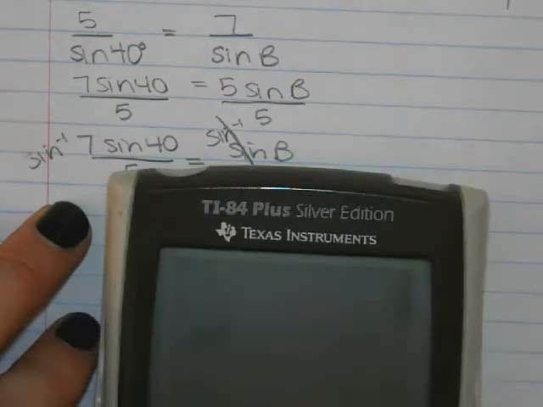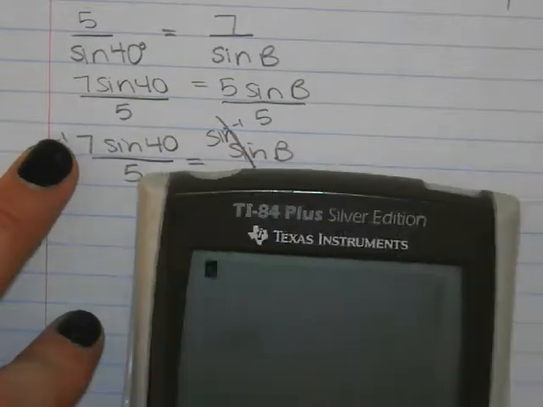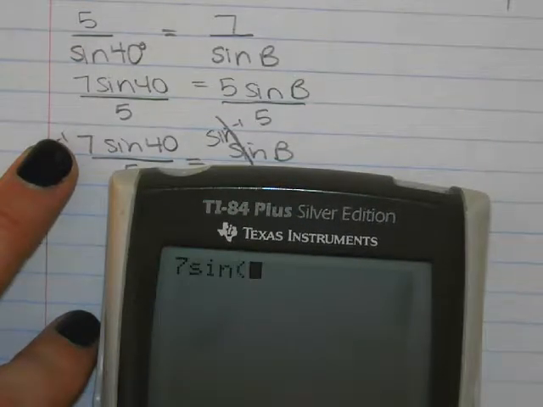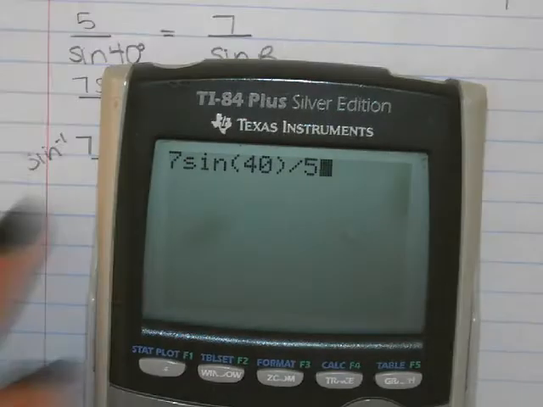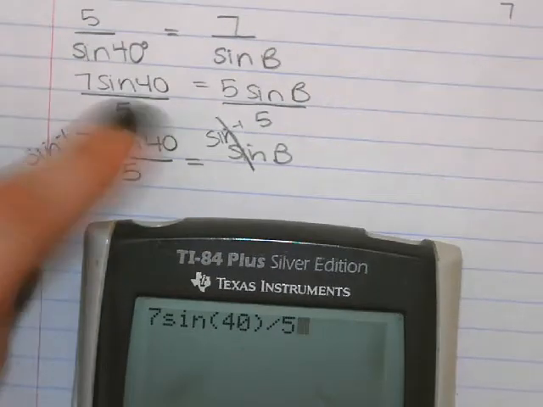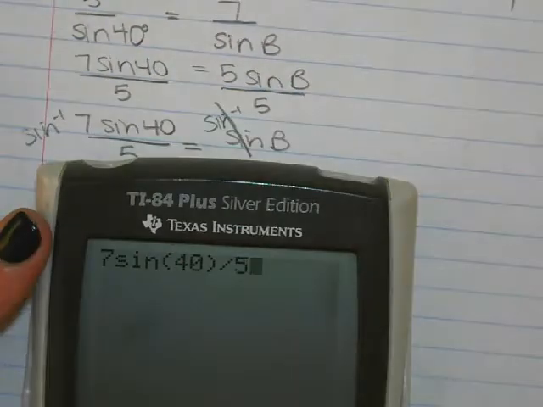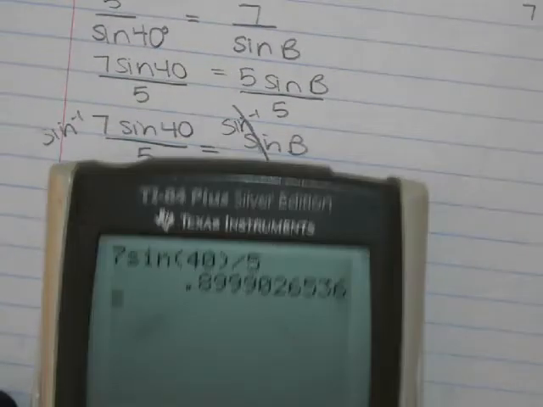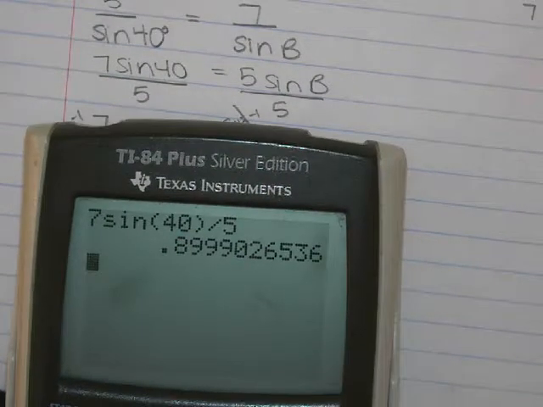Okay, so we're going to type in 7 sine 40 divided by 5. So that's what it should look like, right? Because that's everything we would have had if we were solving the equation like this. So go ahead and press enter. And then we need to take the sine inverse of this, okay?